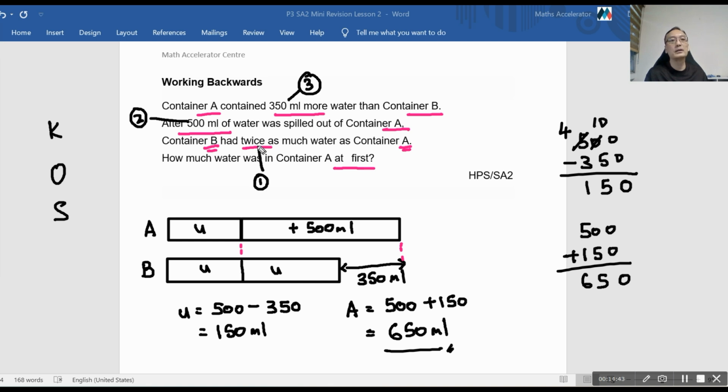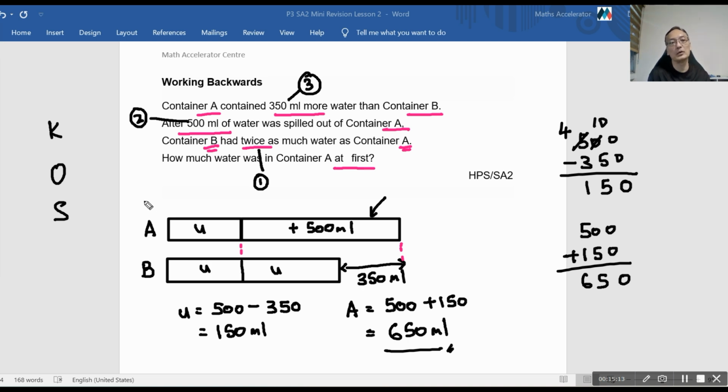Then the second step will be the information before this, which is the line above it, which tells us that 500 ml of water was spilled out of container A. So we work backwards, we have to add back, and this is what we did over here. And step 3 is the first line that says that A has 350 more than B. So we indicate the difference over here. Then we carry out the steps and we're able to find the answer.